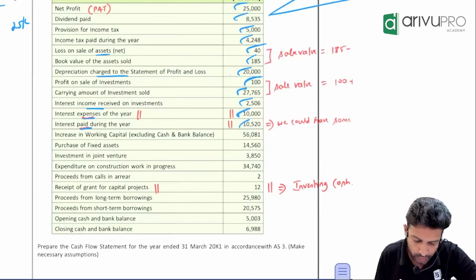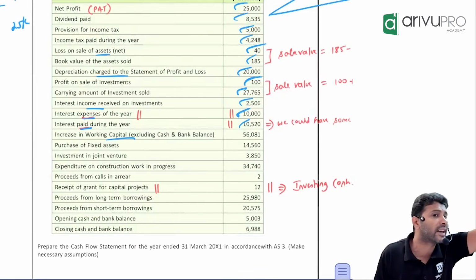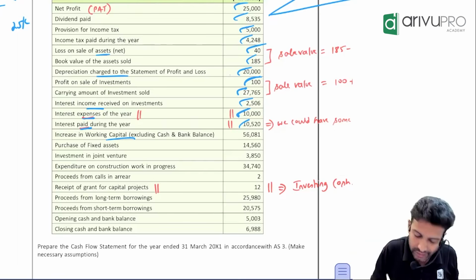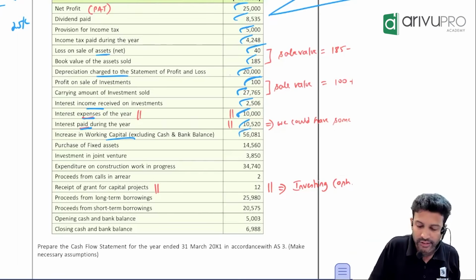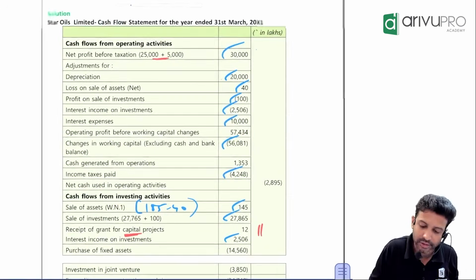Next. Increase in working capital. I told you, instead of current assets and current liabilities, sometimes they directly give the increase in working capital. Increase in working capital means minus. How much? 56,081. Minus. Under working capital changes, 56,081 minus.